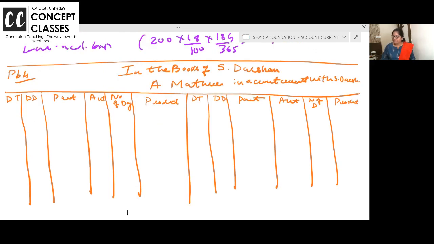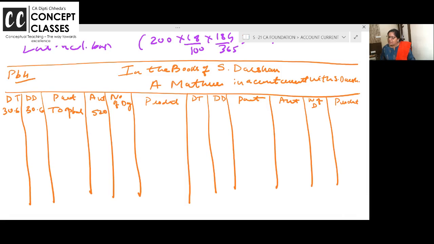ठीक है, शुरू करते हैं साथ में. Darshan is rendering the accounts to Mathur. Balance owing by Mathur. Mathur should pay me. So for me, it is opening balance. On 30th of June, opening balance will be the same. I have to receive from Mathur 520 rupees. Post the journal entries first, then calculate number of days, then product and so on.